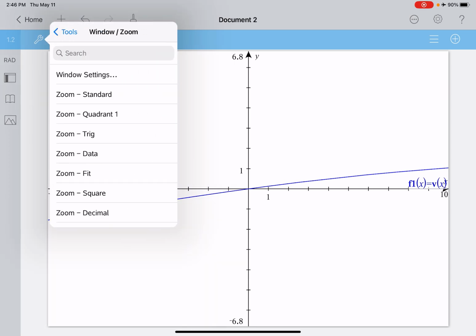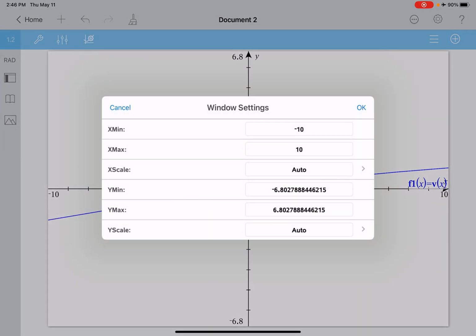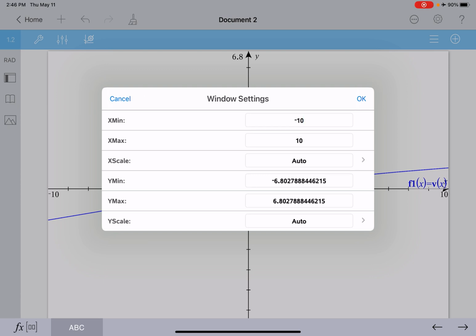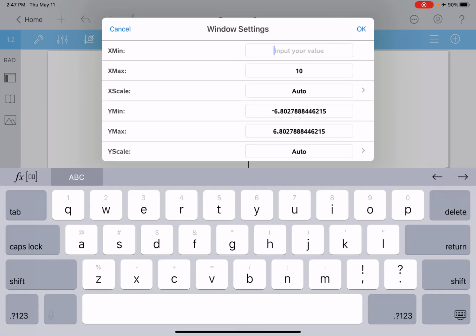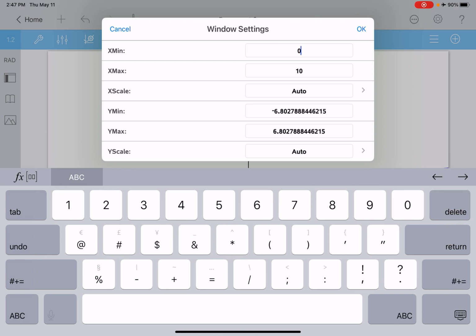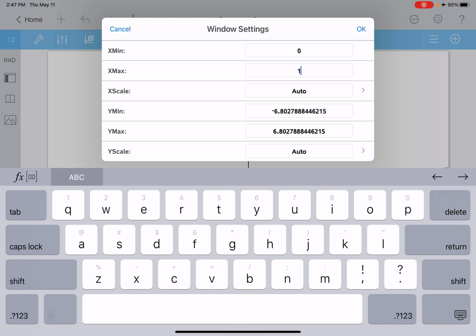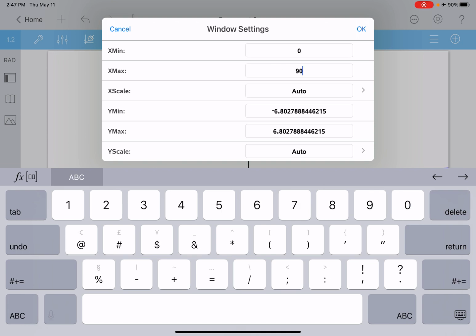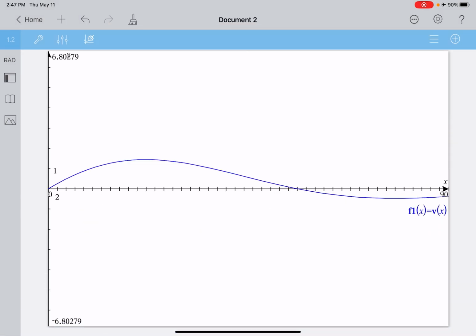So I'm going to go to Window, Entry, and Window Settings, and we were on an interval here from 0 up to 90. So I'll put 0 in for our x minimum, and we'll put 90 in there for our x maximum. Not worried too much about scale. And for y min and y max, as long as it goes from negative to positive, we're going to be fine there.